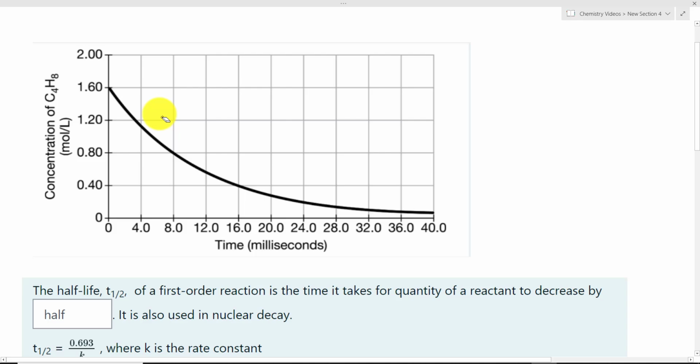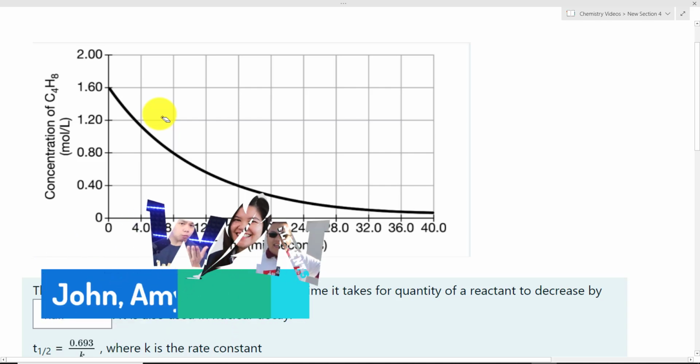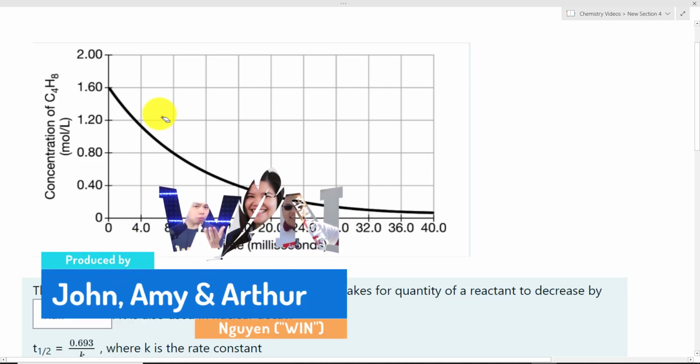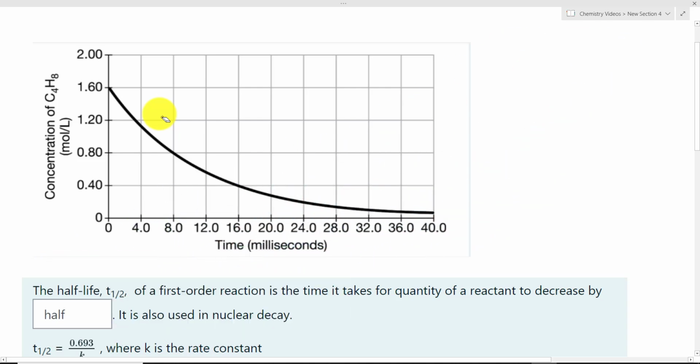Welcome back to another exciting chemistry lesson. In the previous lesson, we learned how to solve basic half-life problems. Now we are going to look at half-life in terms of the reaction rate constant and so much more. Here we have our first order reaction, concentration versus time.